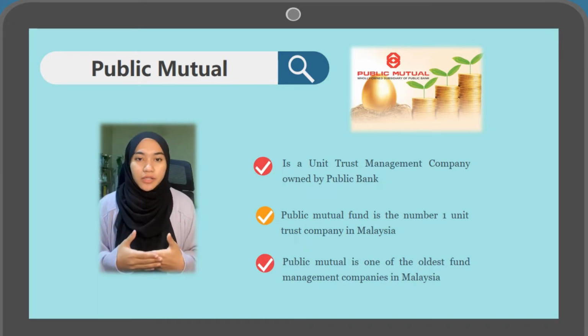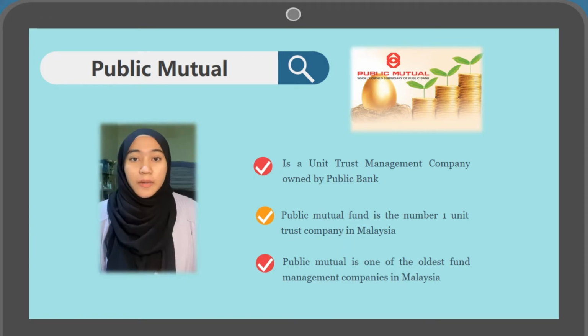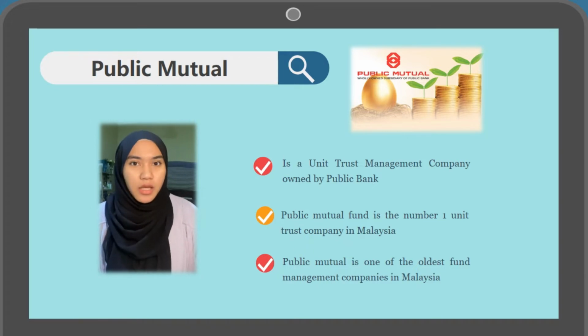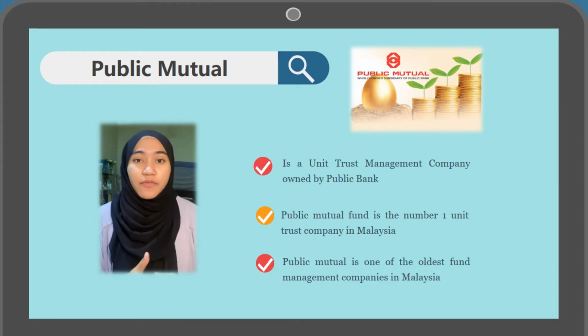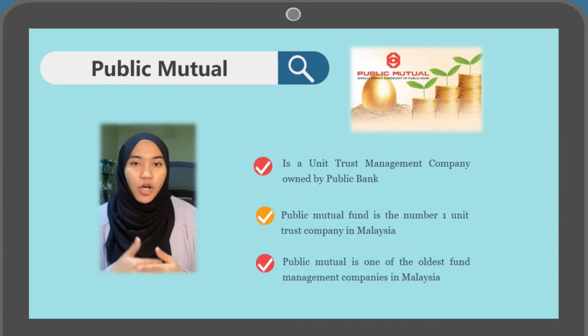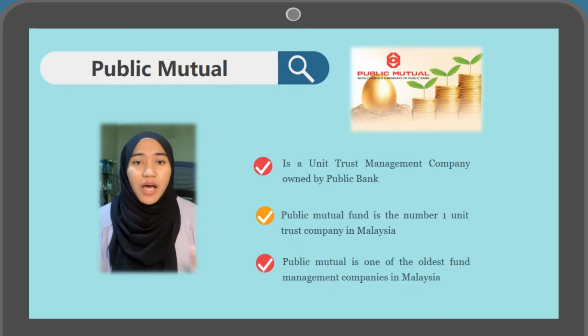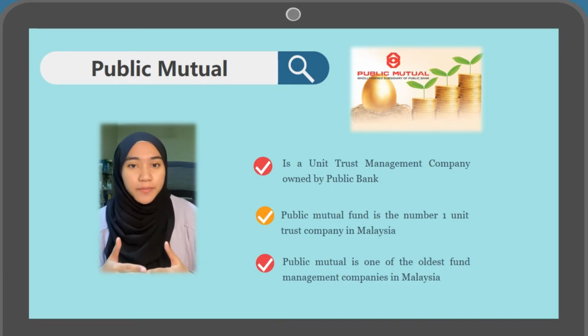Public Mutual is the number one unit trust company in Malaysia. This is in terms of total fund size managed amongst private unit trust companies and private retirement scheme providers in Malaysia. Public Mutual is one of the oldest fund management companies in Malaysia. Therefore, they have built a strong reputation together with a huge agency force to sell their products and also a strong leverage to reach out to customers through Public Bank.